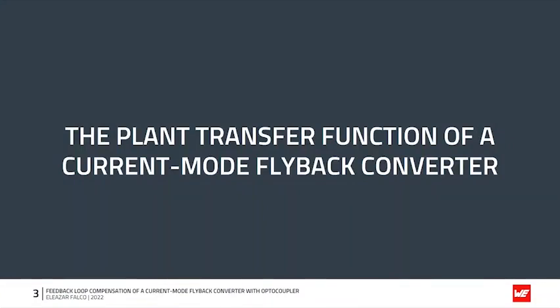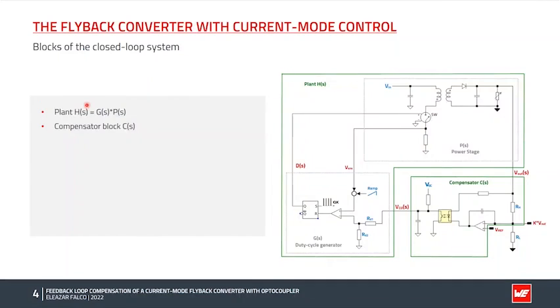So let's start with the plant transfer function of the current mode flyback converter. Here we can see the flyback converter power stage with an optocoupler-based compensator and a peak current mode duty cycle generator, all together forming a closed loop system to regulate the output voltage of the converter. We will not go here into the details, but we'll focus on the Laplace transfer functions and input and output variables for each block. The plant control to output transfer function, H(s), is formed by the duty cycle generator block with transfer function G(s) and the power stage with transfer function P(s).